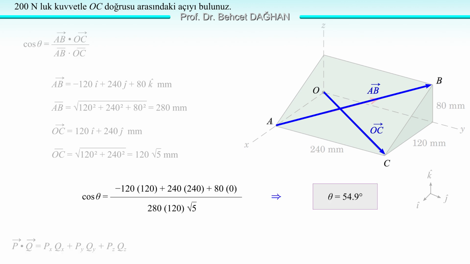And now we can calculate theta from here. If we've found cosine theta, then we've also found theta. We find theta equals 54.9 degrees.